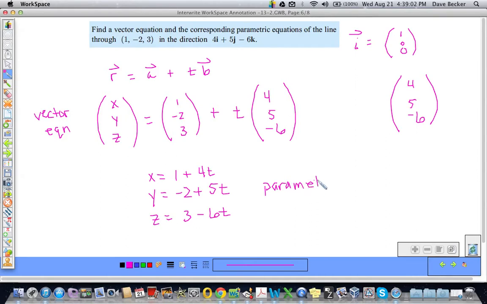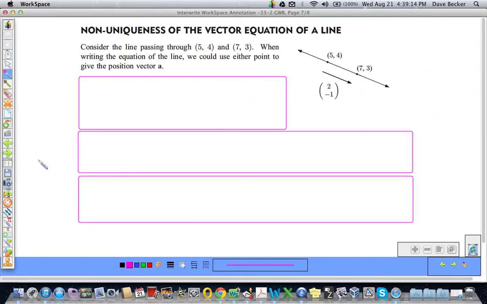Okay, so right now it's just important that we are able to write and convert amongst parametric and vector equations. Okay. The non-uniqueness of the vector equation of a line, meaning it could take on many different forms, look very different, and we're still talking about the equation of a single line.